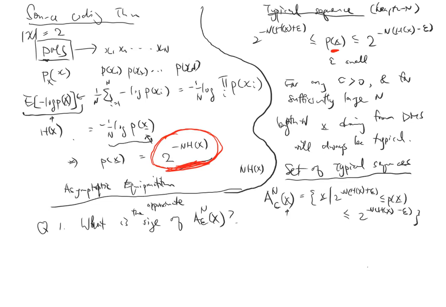So the total number of sequences, if I consider any sequence, and I don't care whether it's typical or not, will be at most 2 to the n, right? And in general, if the alphabet size is x, the total number of sequences can only be x to the power n. But the number of typical sequences will be less than this, because I have an additional constraint, saying that I need the sequence to satisfy this condition here, right?